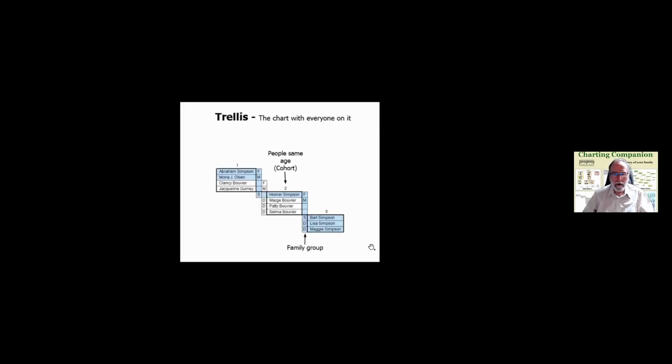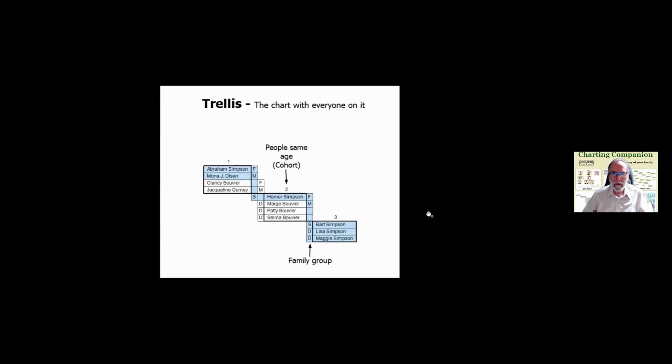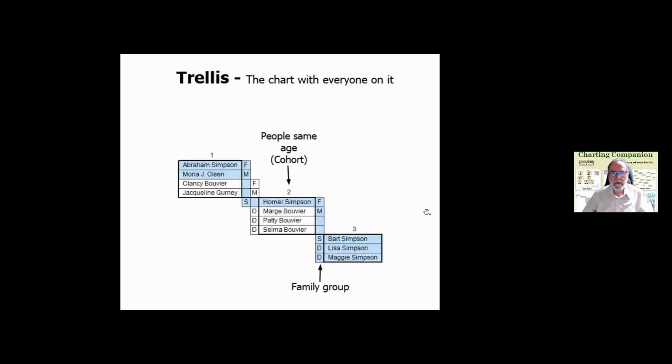Now, here's another chart called the Trellis. And the Trellis, I'm going to show you a bigger example in a second. The Trellis is, again, something you've never seen before. The benefit of the Trellis is that it's the chart with everybody on it. It's the only way of publishing a chart that includes everybody in your database in a way that doesn't have ugly lines crossing boxes. And again, it takes a bit of getting used to.